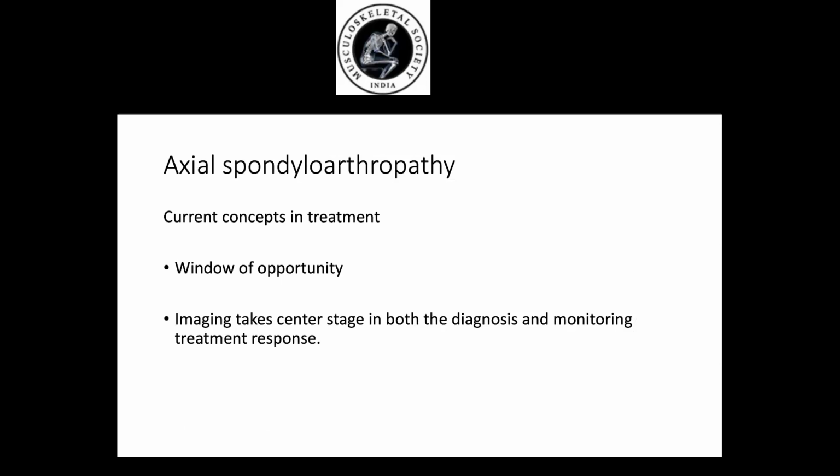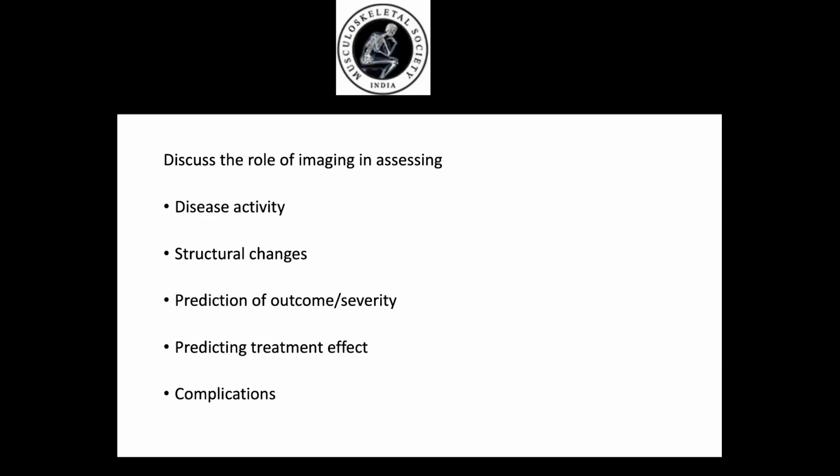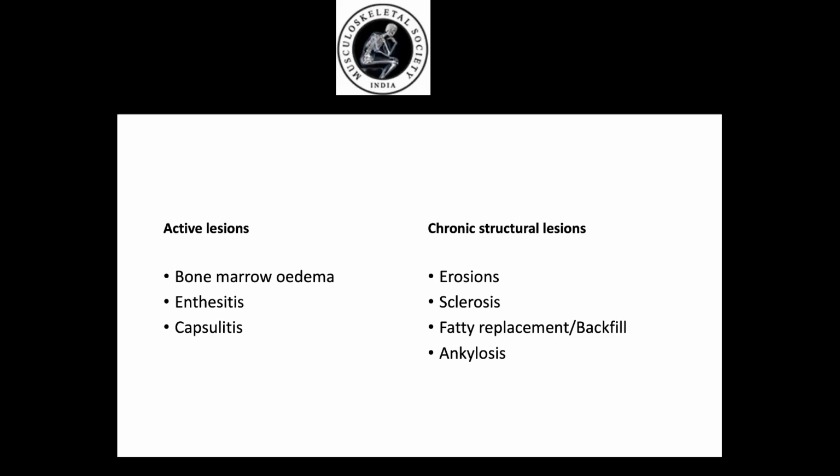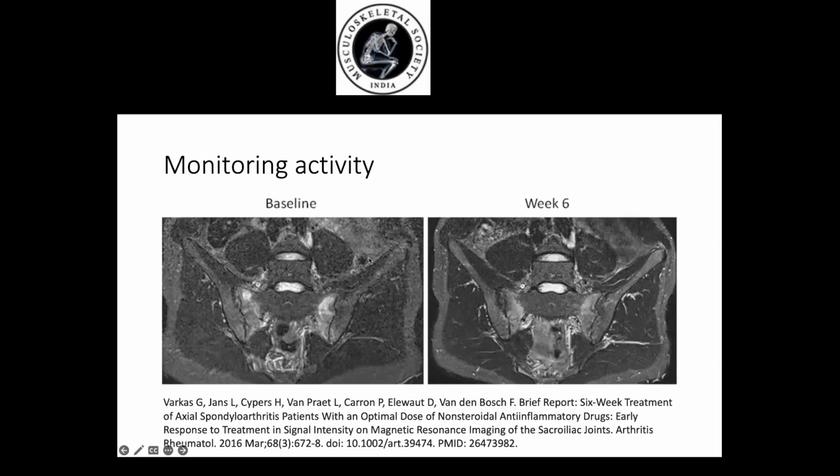We move on to axial spondyloarthropathy. Again, similar subheadings: current concepts in treatment, and the same window of opportunity of starting treatment early. But as opposed to rheumatoid arthritis, in axial spondyloarthropathies, imaging takes center stage in both diagnosis and monitoring of treatment response. I'll discuss the topic under similar headings. Active lesions in axial spondyloarthropathy are bone marrow edema, enthesitis and capsulitis. Chronic structural lesions are erosions, sclerosis, fatty replacement or backfill, and ankylosis. So the first subheading would be monitoring activity.